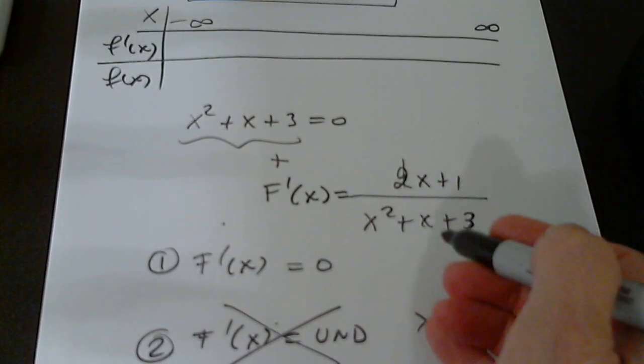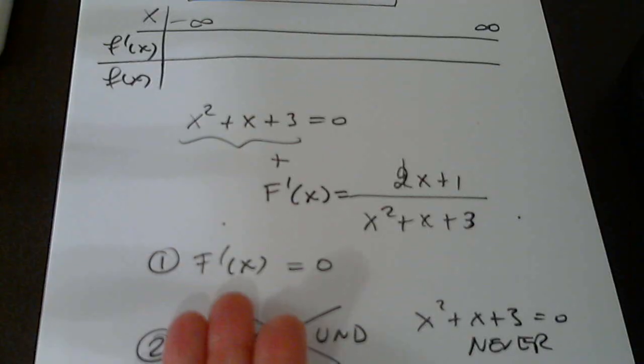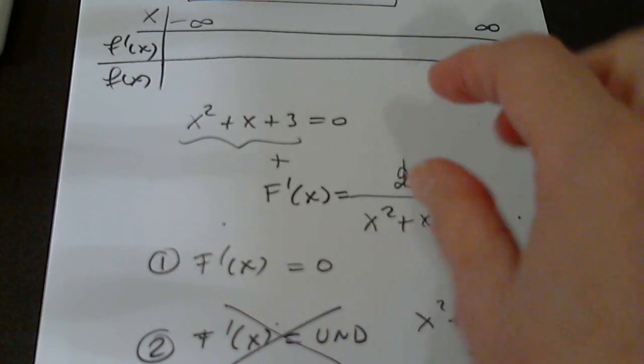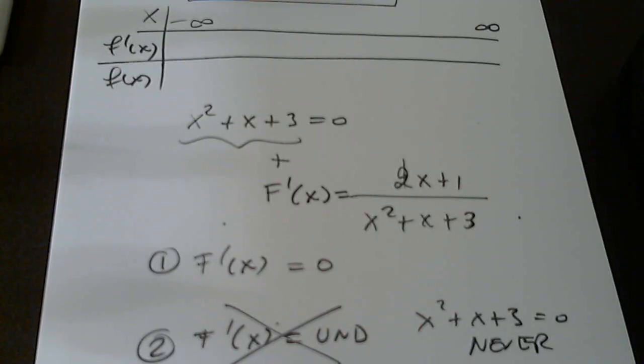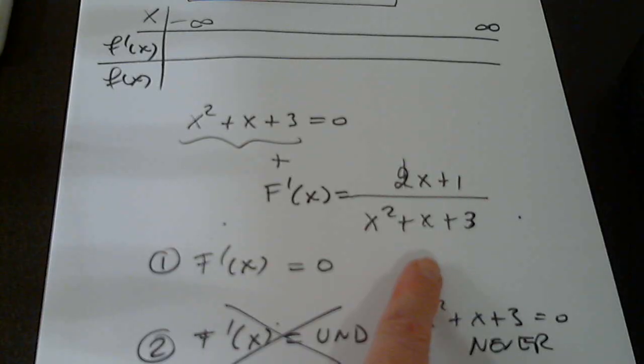When is a fraction 0? Because I have to solve this equation. So when is this fraction equal to 0? Only when the numerator is 0. When the denominator goes to 0? Never. That would be a huge problem.